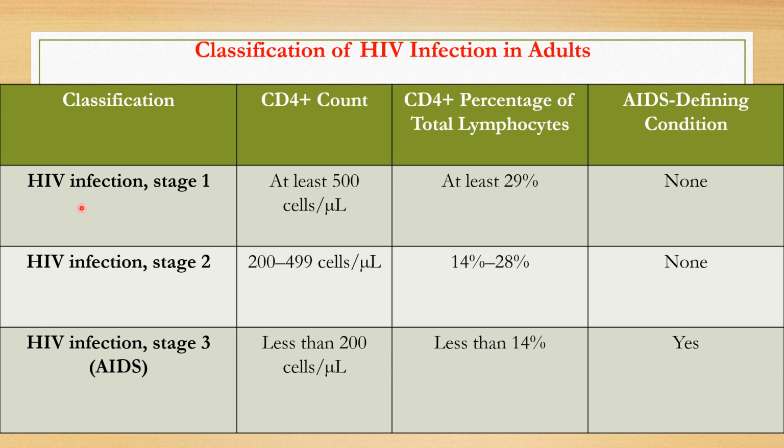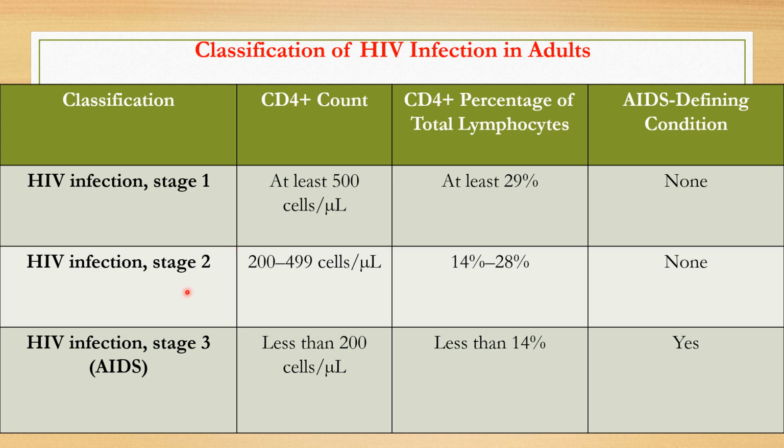The first one is HIV infection stage 1. Here we will be seeing three things in the classification. One is the CD4 plus count, CD4 plus percentage of total lymphocytes, and AIDS defining condition. In the first stage of HIV infection, the CD4 plus count is at least 500 cells per microliter and CD4 plus percentage of total lymphocytes is at least 29%. There is no AIDS defining condition.